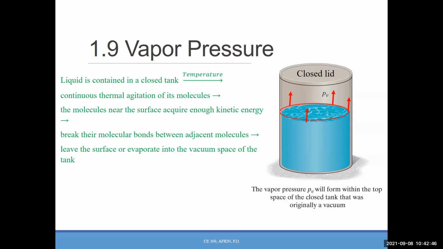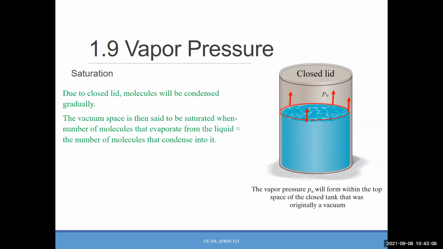When the number of evaporated molecules will be equal to... you have to respond a little bit. The molecules going upward will equal the molecules coming downward, right? That's why it will be the equilibrium, and that's when it's called saturated or saturation, when the number of molecules that evaporate from the liquid equals the number of molecules that condense. Okay?